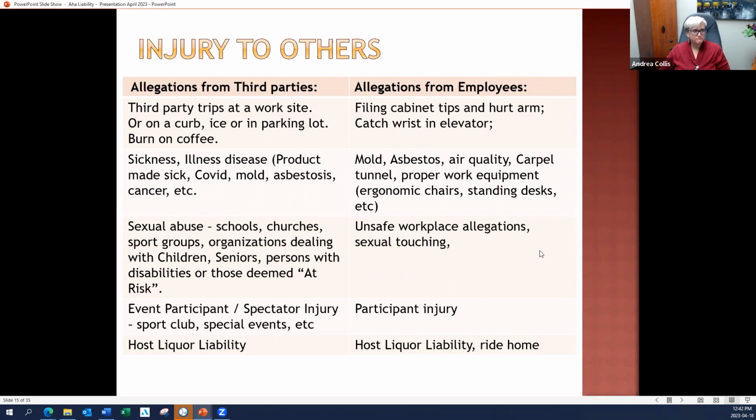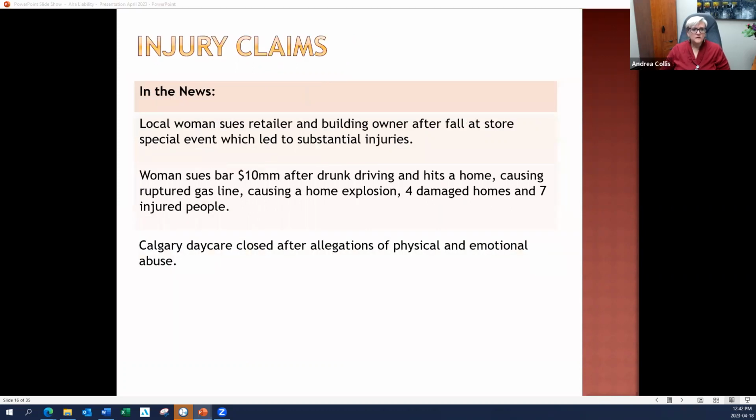I pulled these all from the news, so these claims are relatively easy to understand as we hear about them in the media. It can be anywhere from spilled coffee causing a burn going through the drive-through at McDonald's to a trip and fall on ice or a curb. I had a call last week for a client where a guy was on his phone and tripped over a curb and then started a claim against the client because they can't take any personal responsibility for themselves.